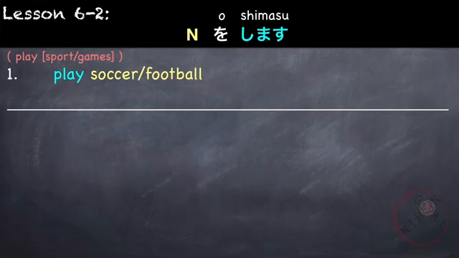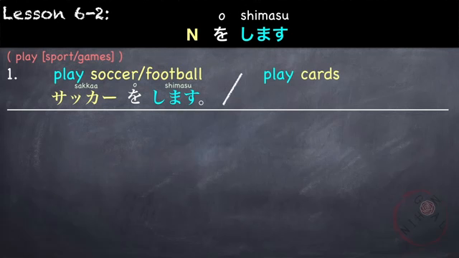Next one is noun o shimasu. The word shimasu means to do, but it could also mean other things. For example, play, sport, or games. Play soccer or football. So first is the noun, which is soccer, sakka o, and then play, which is shimasu. Sakka o shimasu. Or you can also use this with games such as play cards. Cards is torampu, torampu o shimasu.